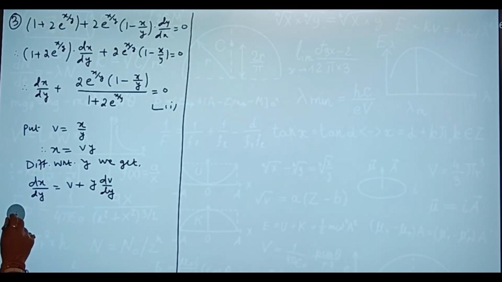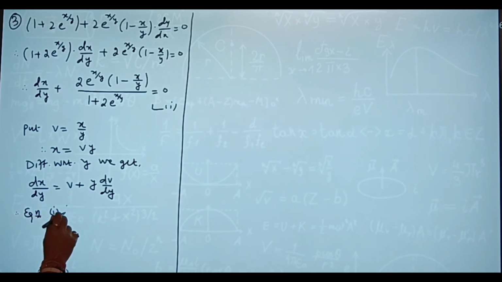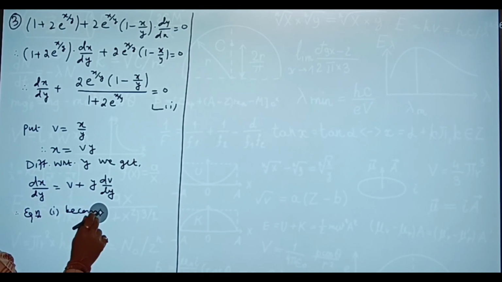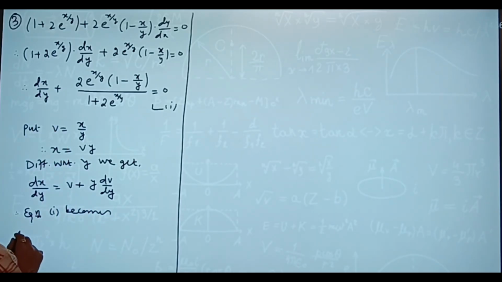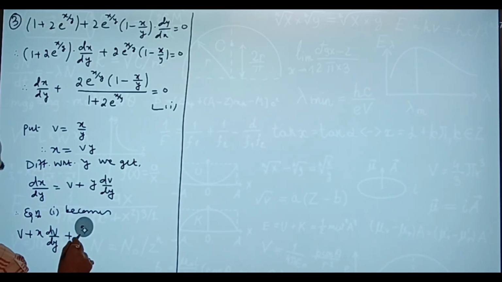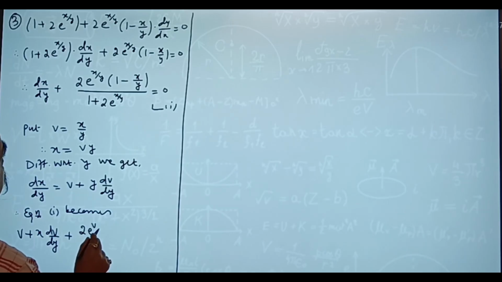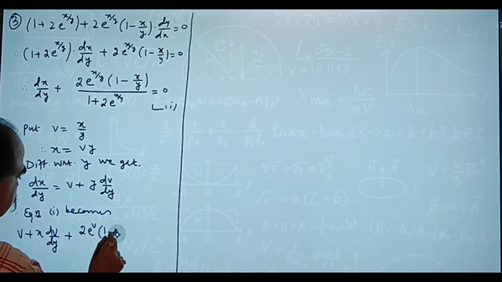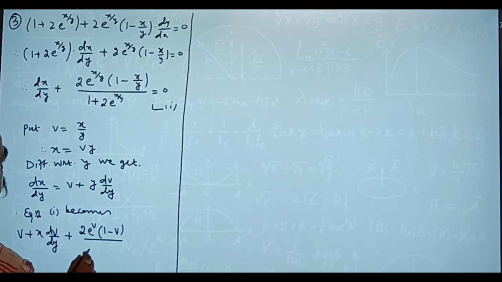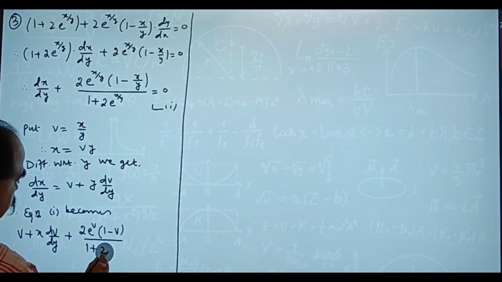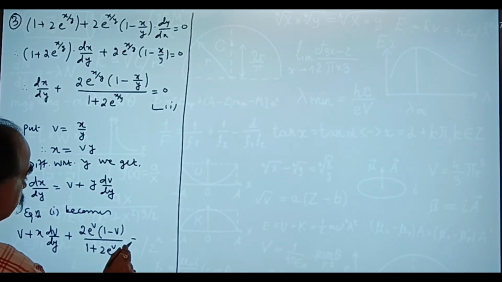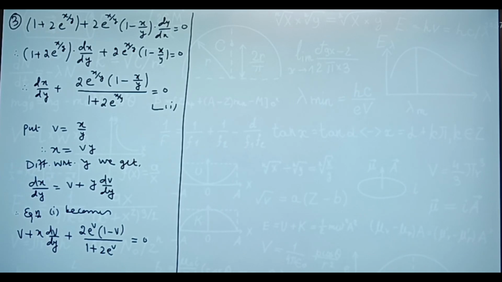Therefore, equation 1 becomes v plus x dv by dy plus 2 e raised to v into 1 minus v upon 1 plus 2 e raised to v is equal to 0.